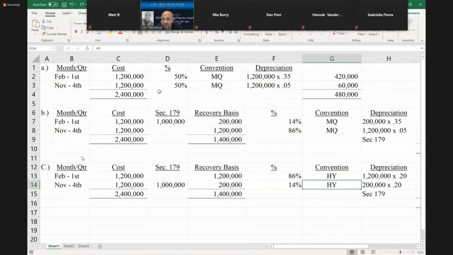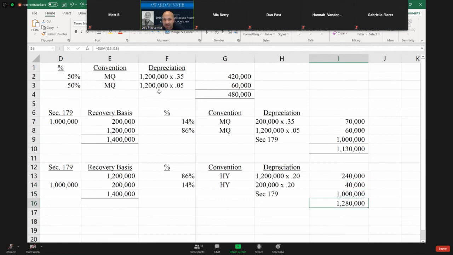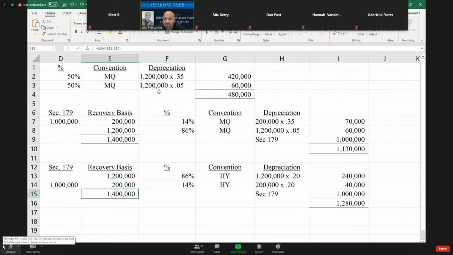It maximizes depreciation. So now we got 240 for the first year, 40,000 for the second year, plus the section 179. This gives you the most depreciation. Use it in the last quarter. If you use it in the last quarter, it reduces the basis that you're putting in the last quarter. Hence, it can take you out of mid-quarter convention.